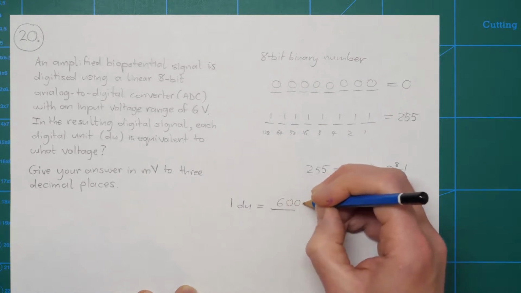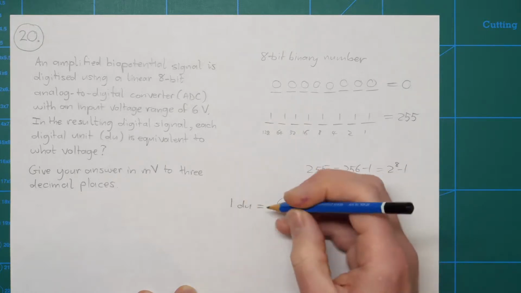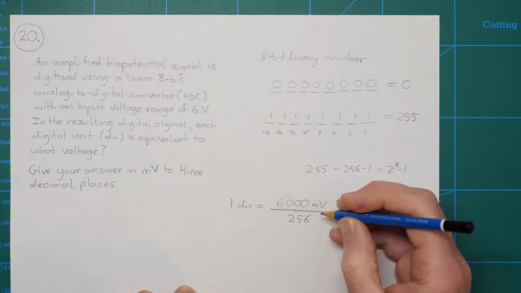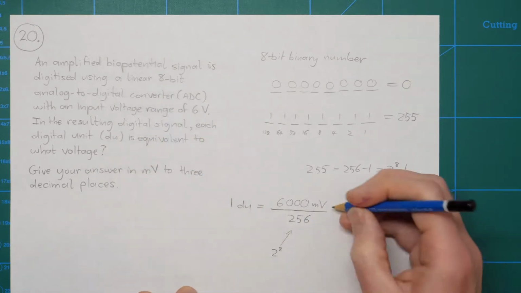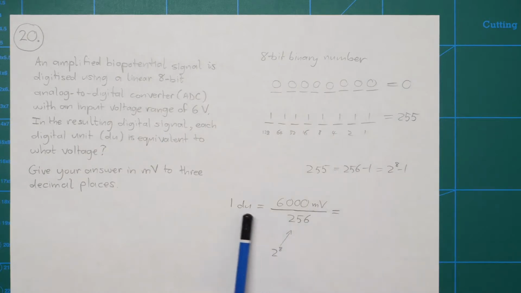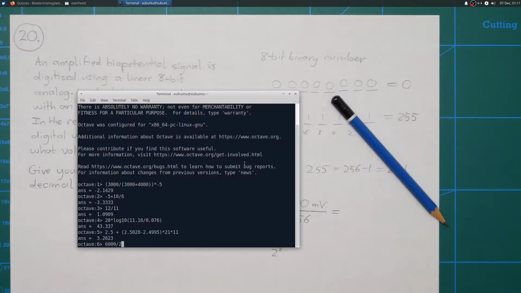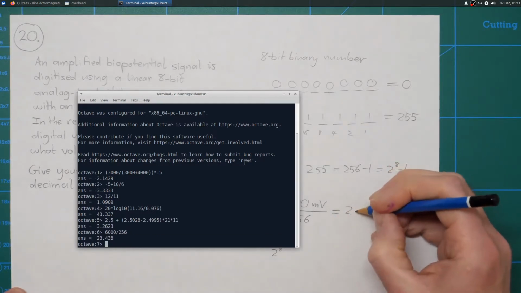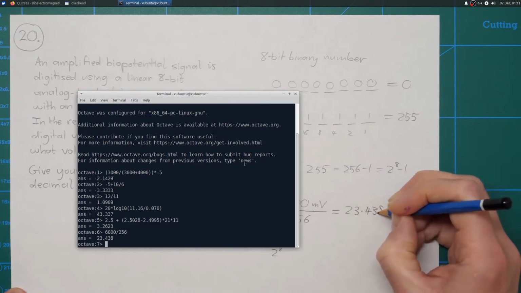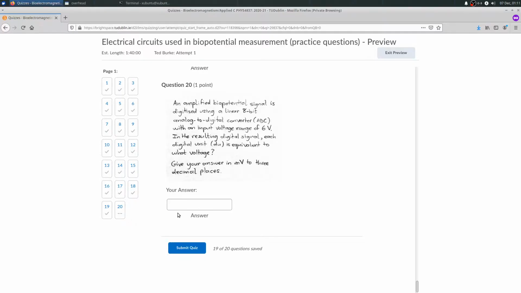Now I'm actually going to write this as 6,000 millivolts divided by 256, which is the number of different levels that we have. So that's 2 to the power of 8, because it's an 8-bit A to D converter. So this will tell me how many millivolts each digital unit represents. So I can go to Octave here to do this. 6,000 millivolts divided by 256 different digital levels is 23.438 millivolts. So that is it. 23.438.